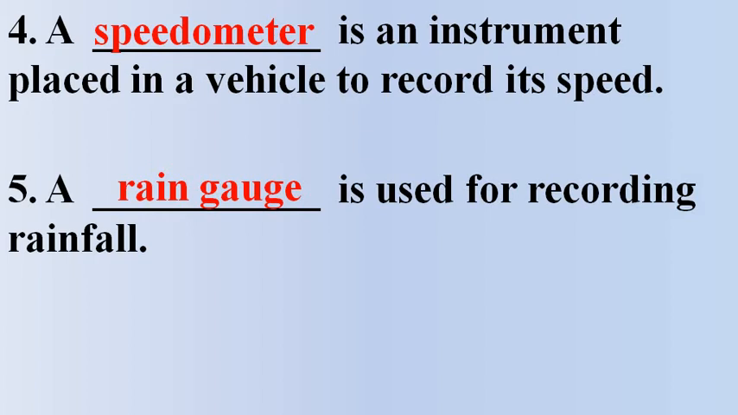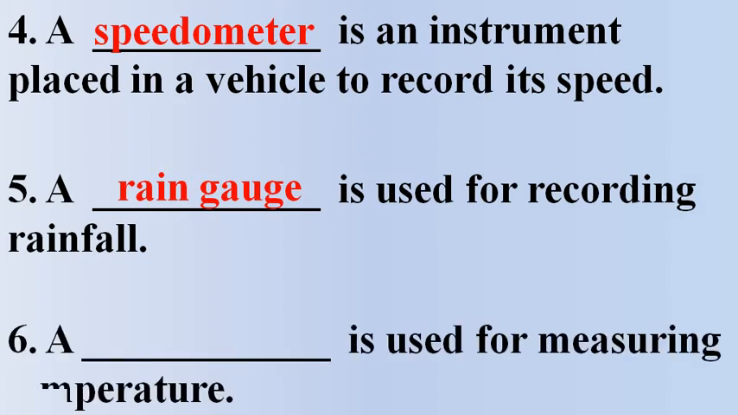Let's move for the next blank. Number 6th one. A blank is used for measuring temperature. Answer is thermometer. Sixth answer is thermometer. THERMOMETER, thermometer. A thermometer is used for measuring temperature.